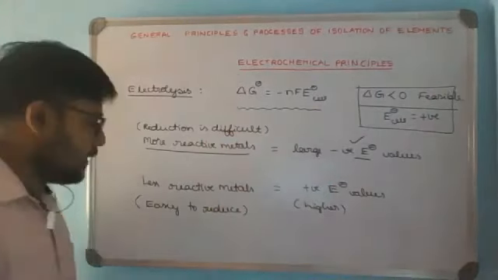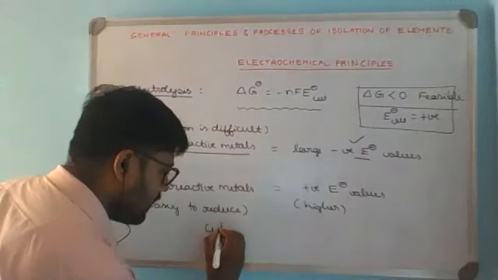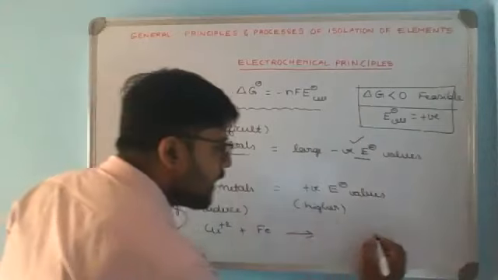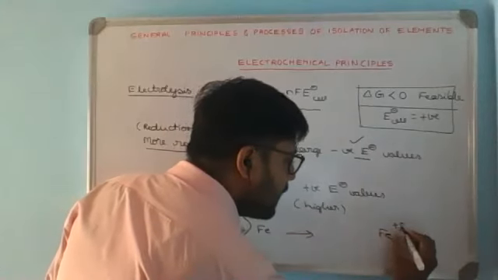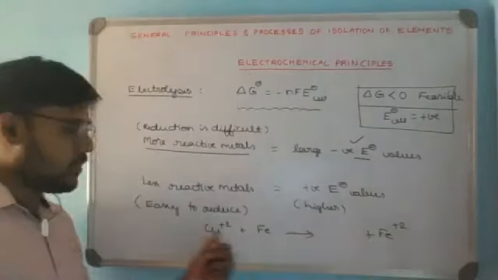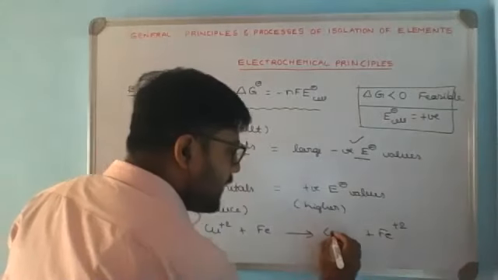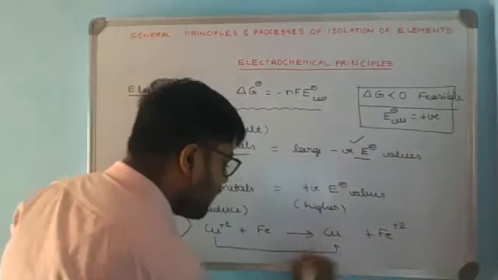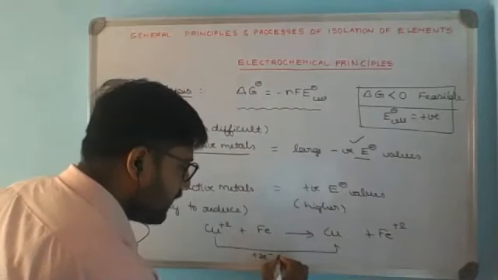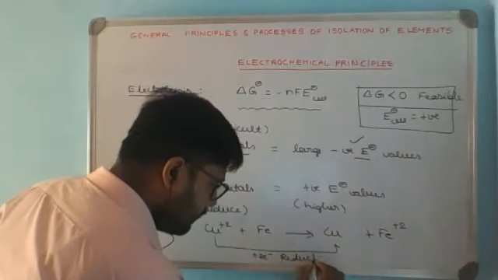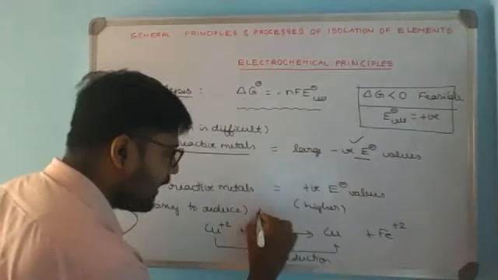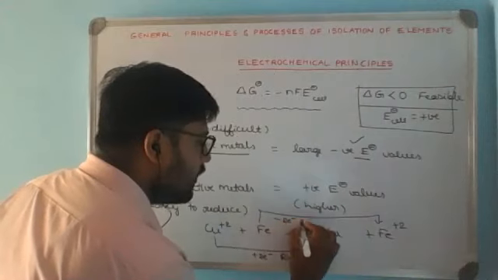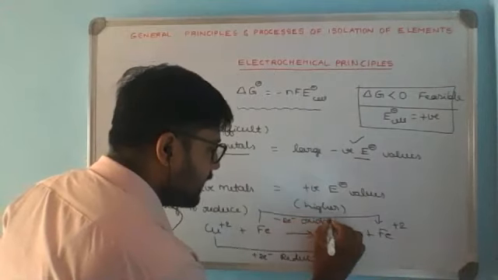Now we'll try to support this with one simple equation. It is Cu2+ plus iron. Iron gets oxidized to Fe2+ by donating 2 electrons. The 2 electrons are accepted by copper, which gets reduced to copper. Here copper is undergoing reduction. Iron, by losing 2 electrons, is undergoing oxidation.